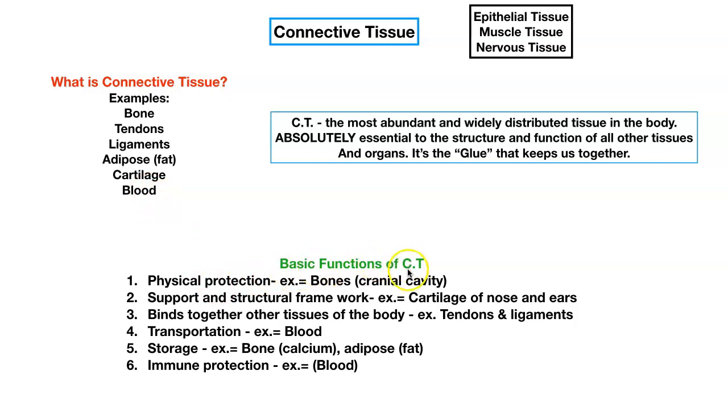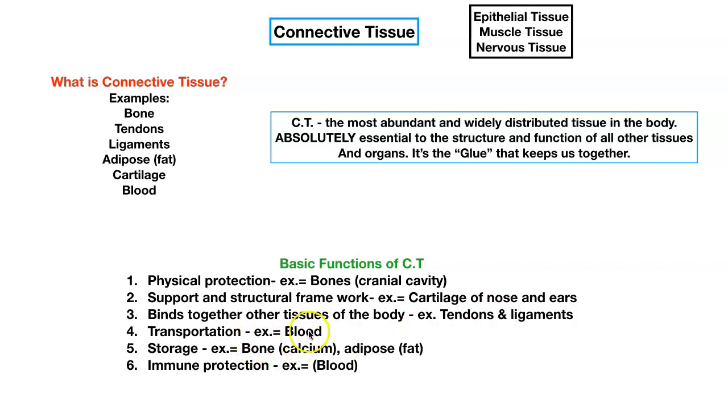Some basic functions of connective tissue. Number 1 would be physical protection. We have our bones, like the cranial cavity bones that protect our brain. Support and structural framework. Examples of that would be the cartilage that's supporting the structure of your nose and ears. Your nose and ears are all cartilage. It's binding other tissues of the body together. Example would be tendons. Tendons connect muscle to bone. Ligaments connect bone to bone.